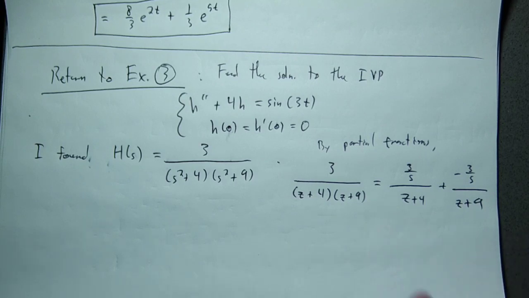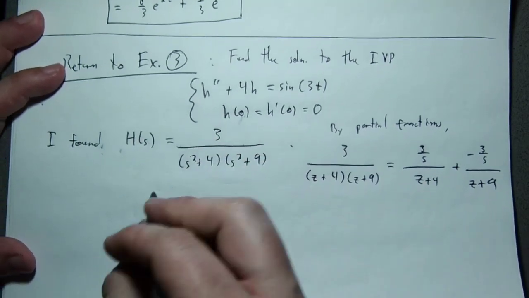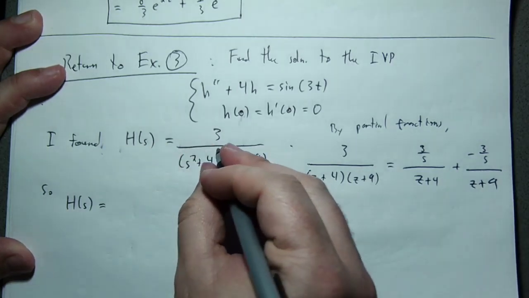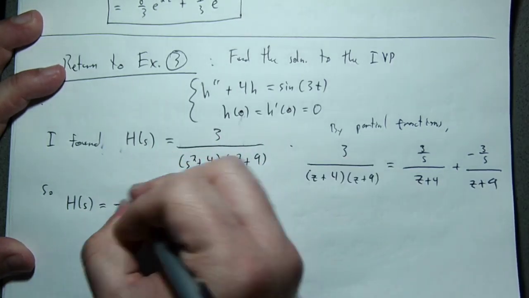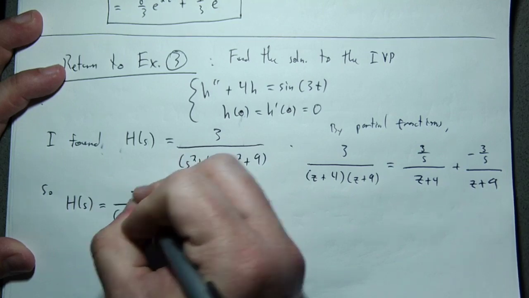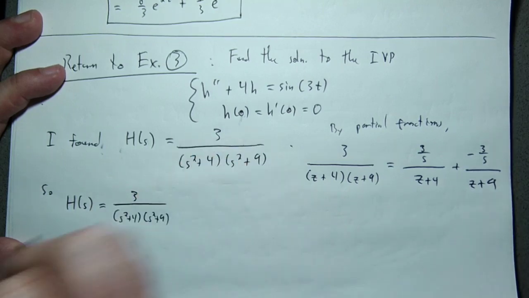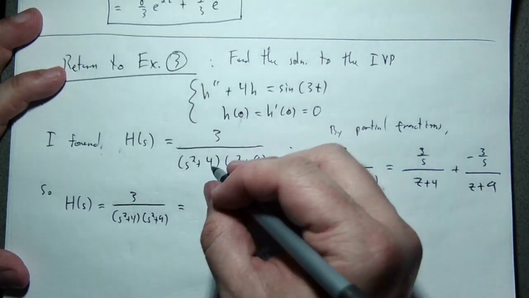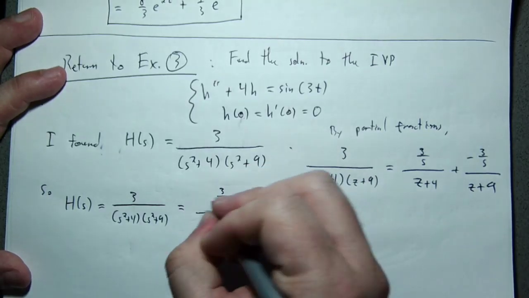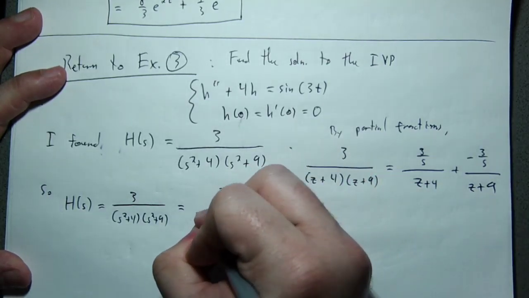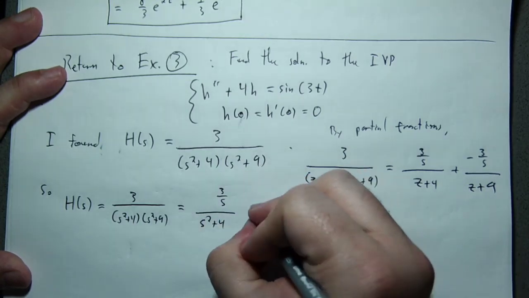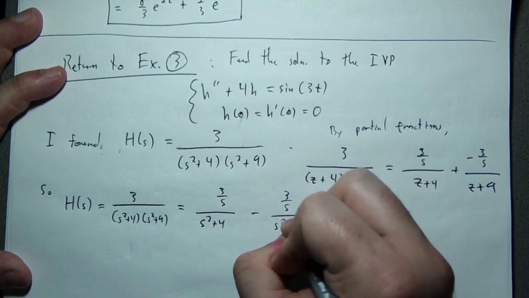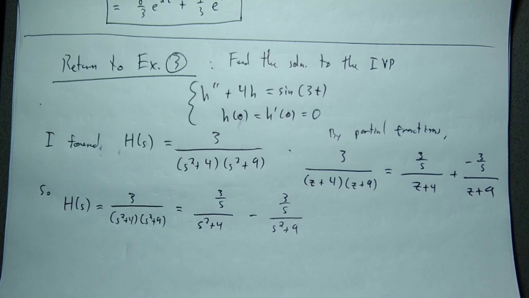All right. So I want to rewrite h in this fashion. So h of s is 3 over s squared plus 4, s squared plus 9. By this partial fractions decomposition, this is 3/5 over s squared plus 4 minus 3/5 over s squared plus 9.